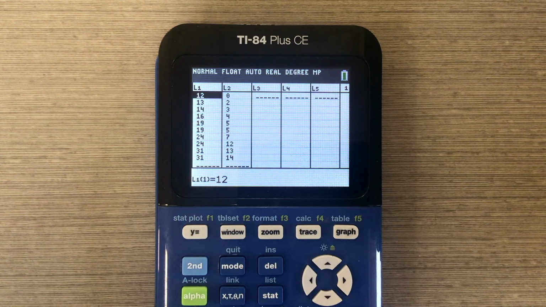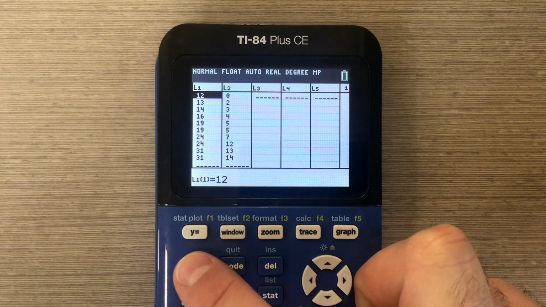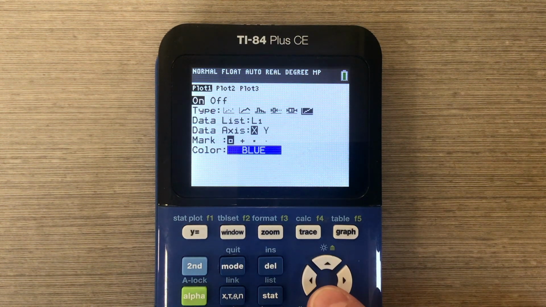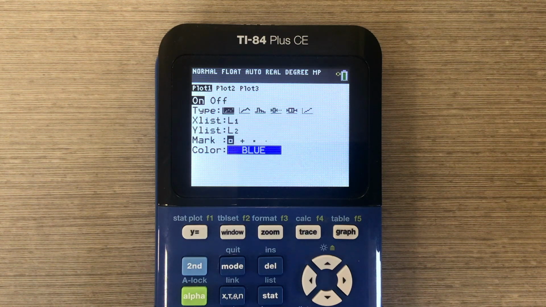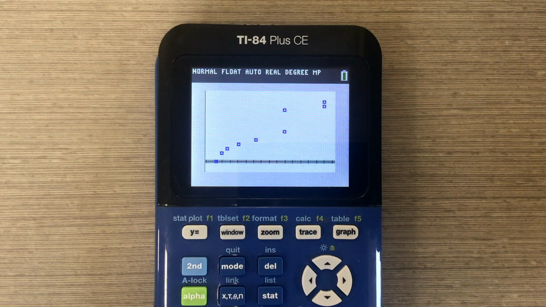Then a quick reminder on how to make a scatter plot. You hit second and then stat plot. Let's go to the first one here and make sure it's turned on. It's this very first one, not the last one, which is the normal probability plot. This is the scatter plot. We'll call list 1 and list 2 the explanatory and response variables, and hit zoom 9.